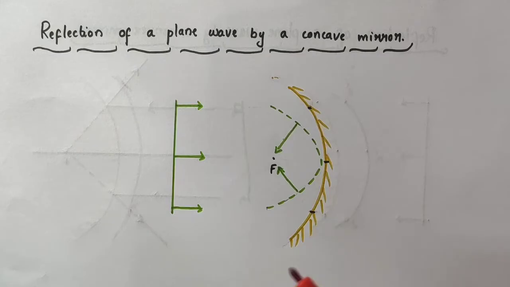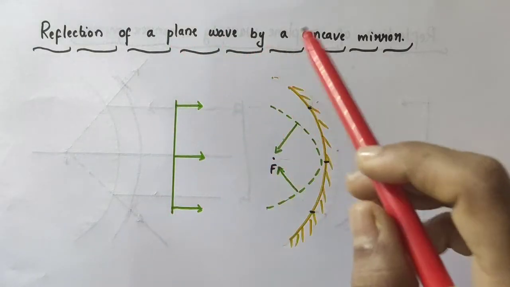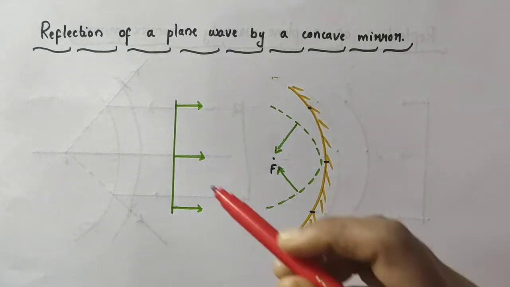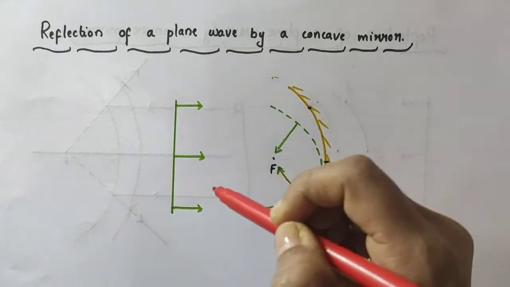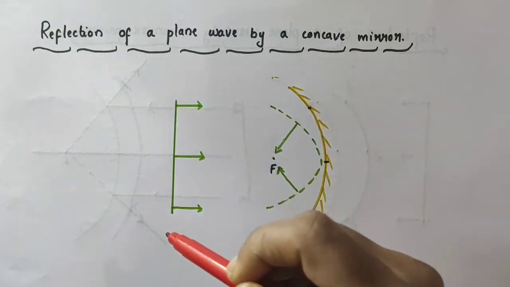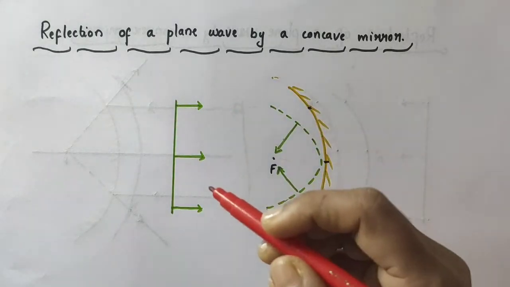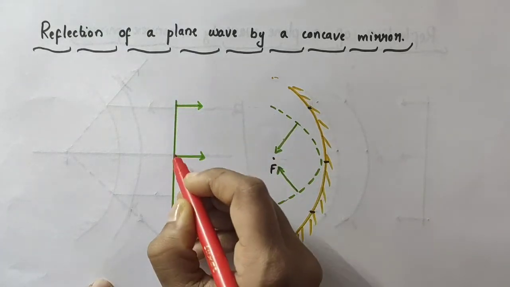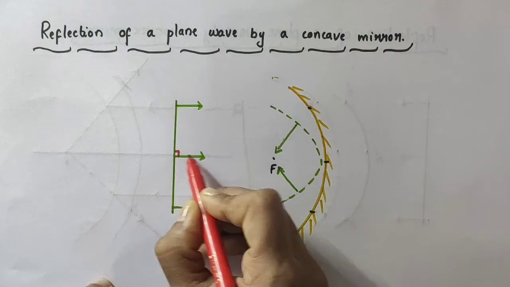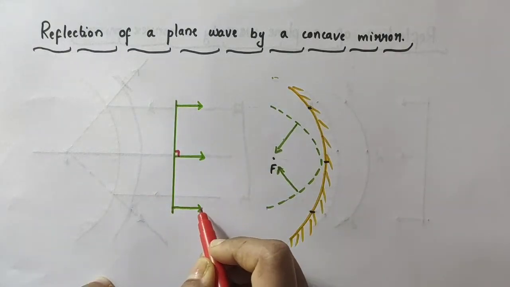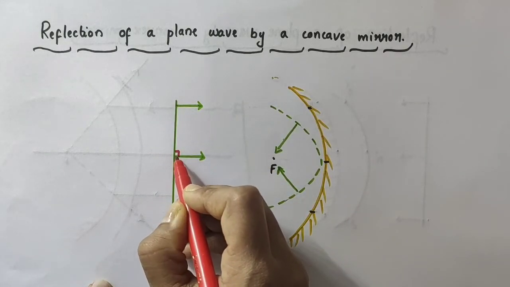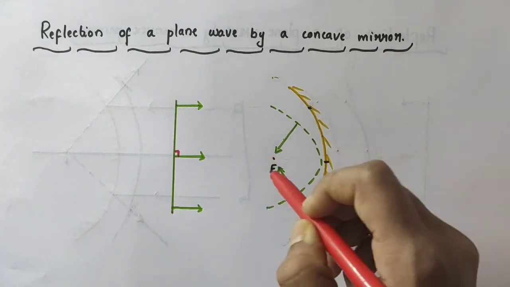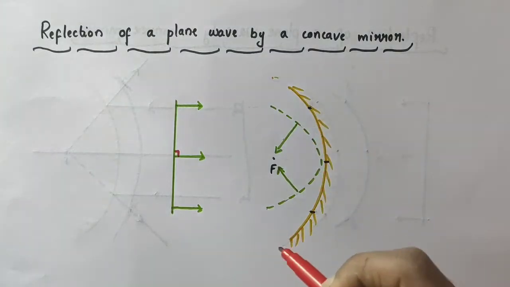Now, let us discuss the reflection of a plane wave by a concave mirror. Here we have a concave mirror whose reflecting surface is curved inwards, and here we have a plane wave. These are actually the rays corresponding to this plane wave, because a plane wavefront and its corresponding rays are perpendicular to each other. So here you can see that this straight line is the plane wavefront, and the rays corresponding to this plane wave are these parallel rays, so that they make a 90-degree angle with the incident plane wavefront.